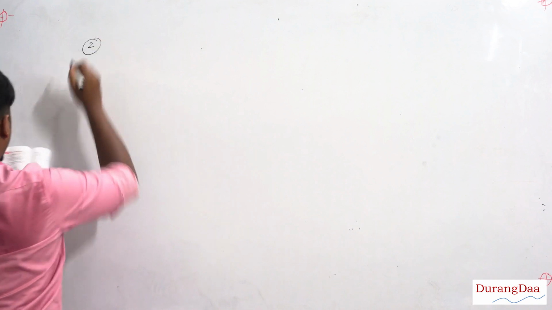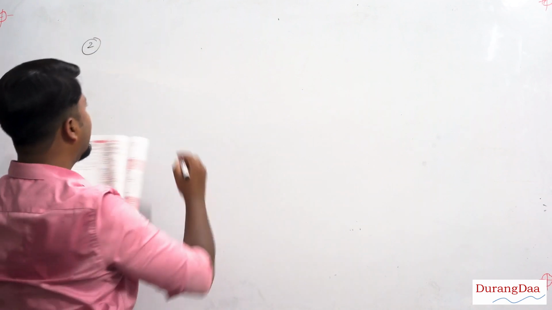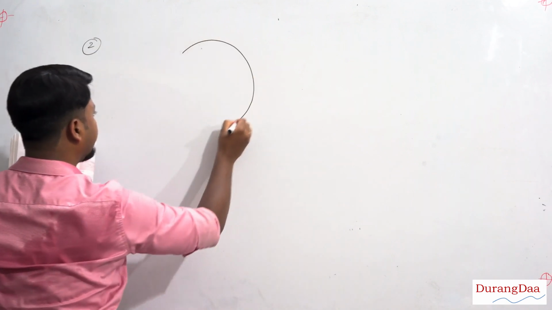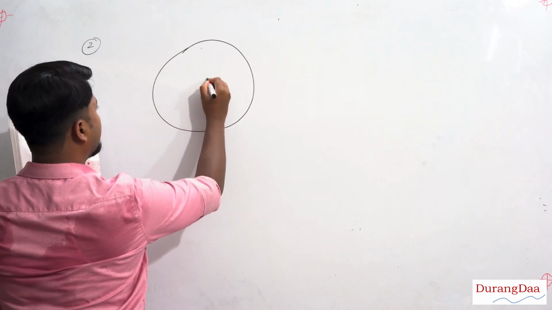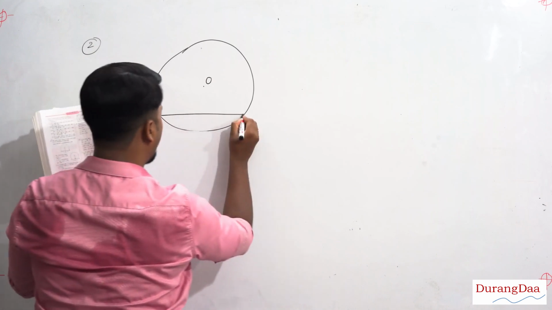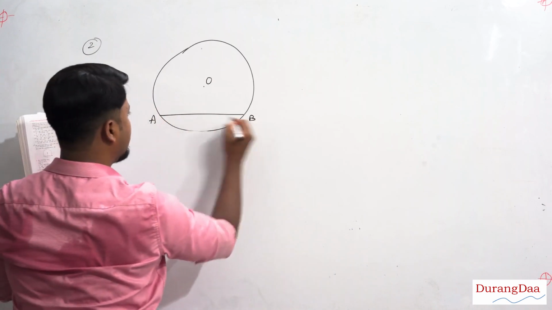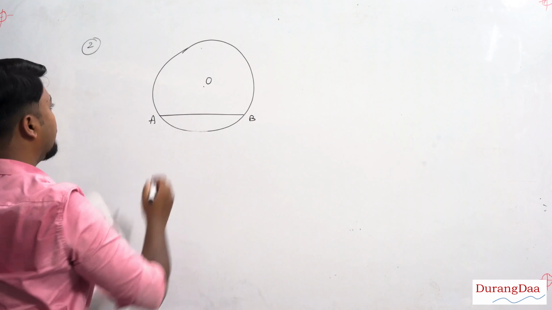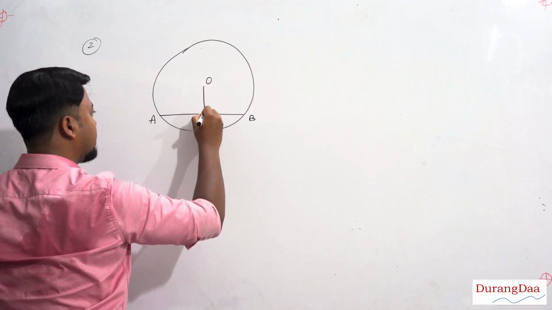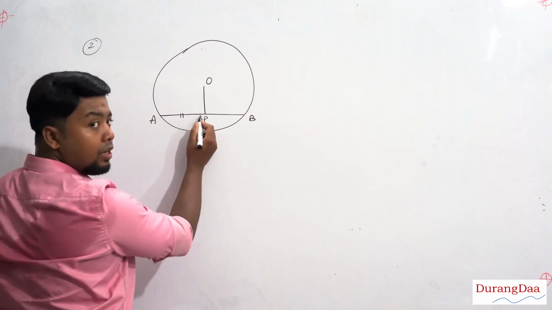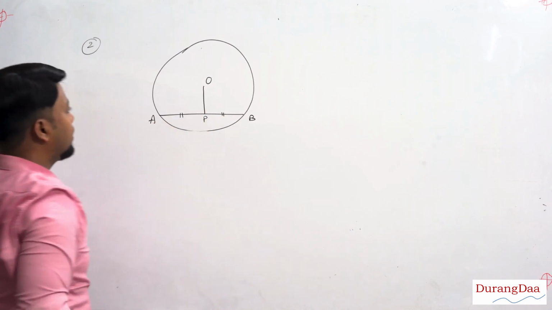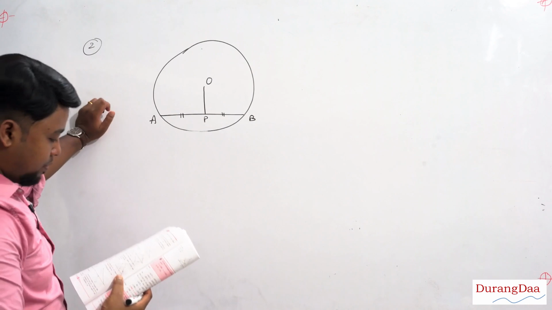So, second number question, circle has been provided here. A circle is there, center is O, and there is one chord AB is shown there. Alright. From point O, straight line is there as P, and it is shown here that AP equals to PB. Alright. So, this is the figure which has been provided.